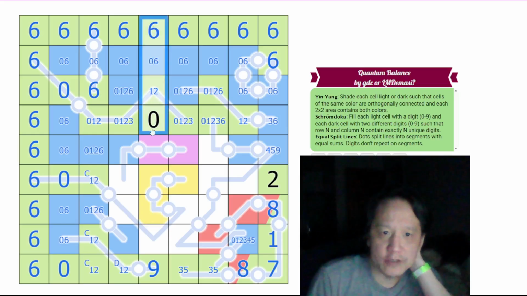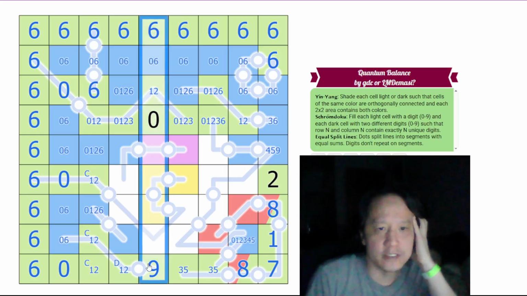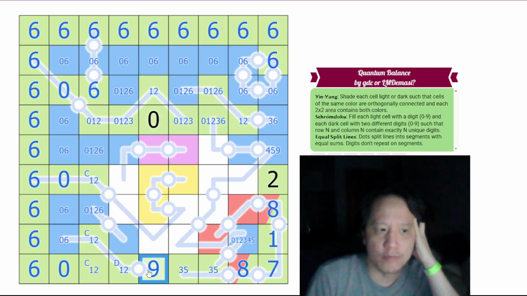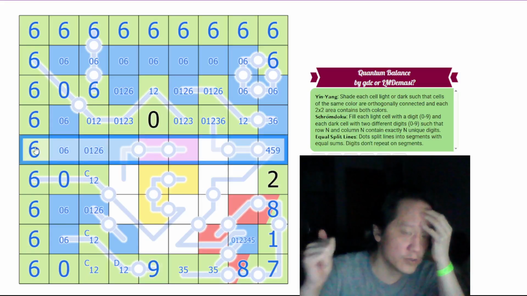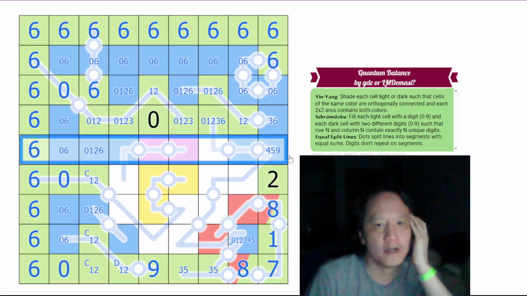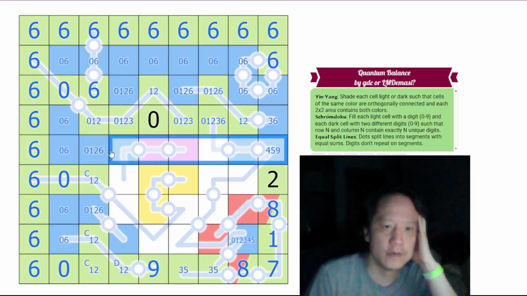We have guaranteed in column 5 a guaranteed 0 and 6 and 9. We only have 2 other possible unique digits. Same with row 5. We have a guaranteed 0, 6, and 9. We have a guaranteed 1 out of 4, 5.